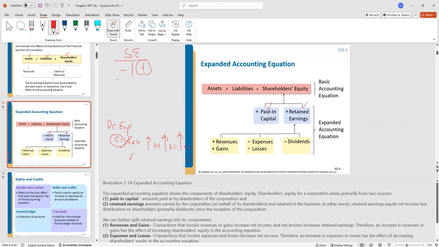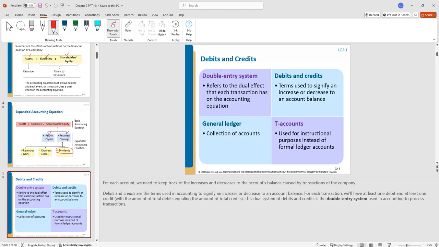Expenses do the opposite. They ultimately reduce stockholders' equity because they make your net income go down. Same kind of framework for gains and losses. Dividends reduce your retained earnings. That's why you're generally going to debit dividends, because if you follow the logic chain up, it reduces retained earnings, which reduces stockholders' equity.